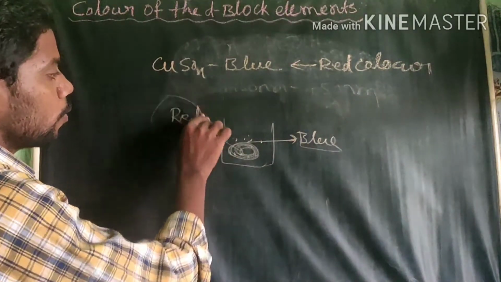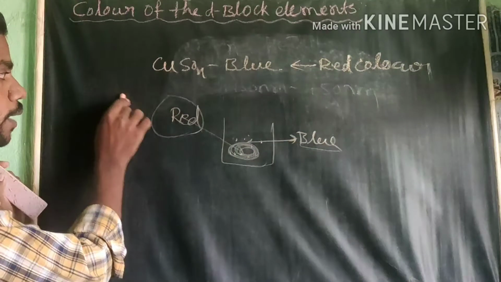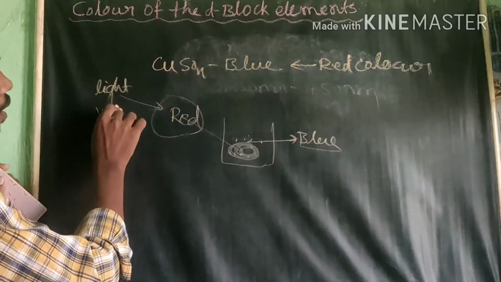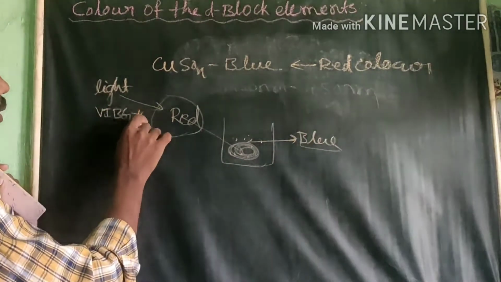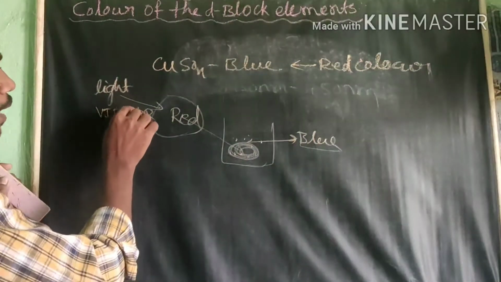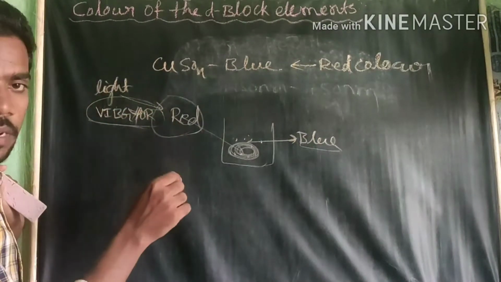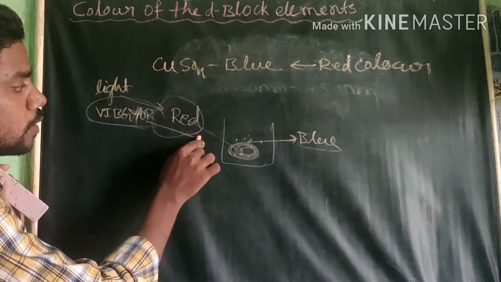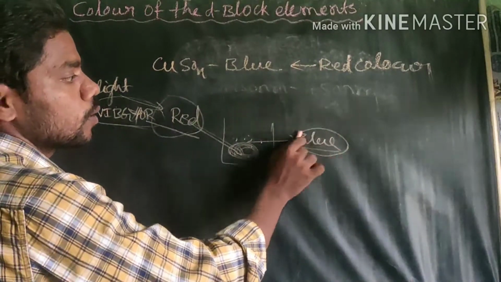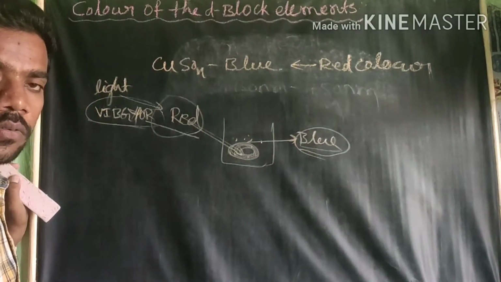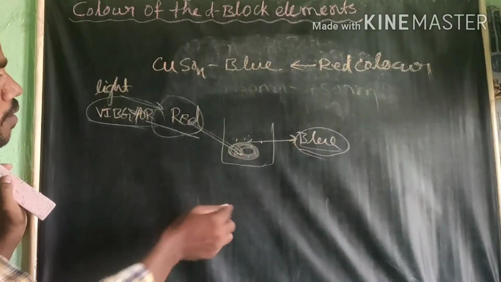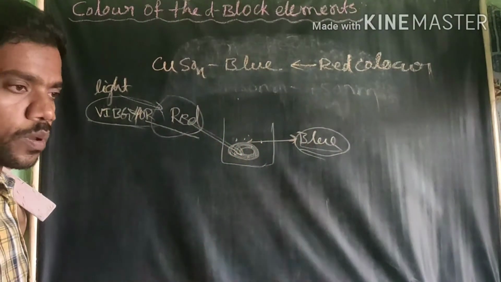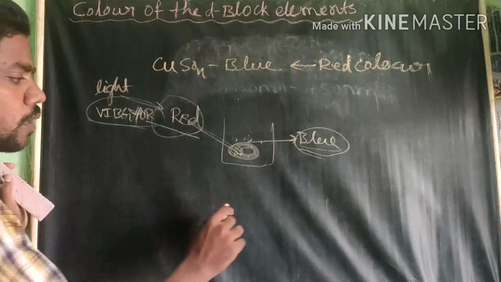Whenever we incident light, that light consists of VIBGYOR. White light consists of all these radiations. In that radiation, copper sulfate absorbs only red light, and it gives blue color to the compound. This concept is regarding complementary colors. I will discuss complementary color with one more concept. Next, take one more example.